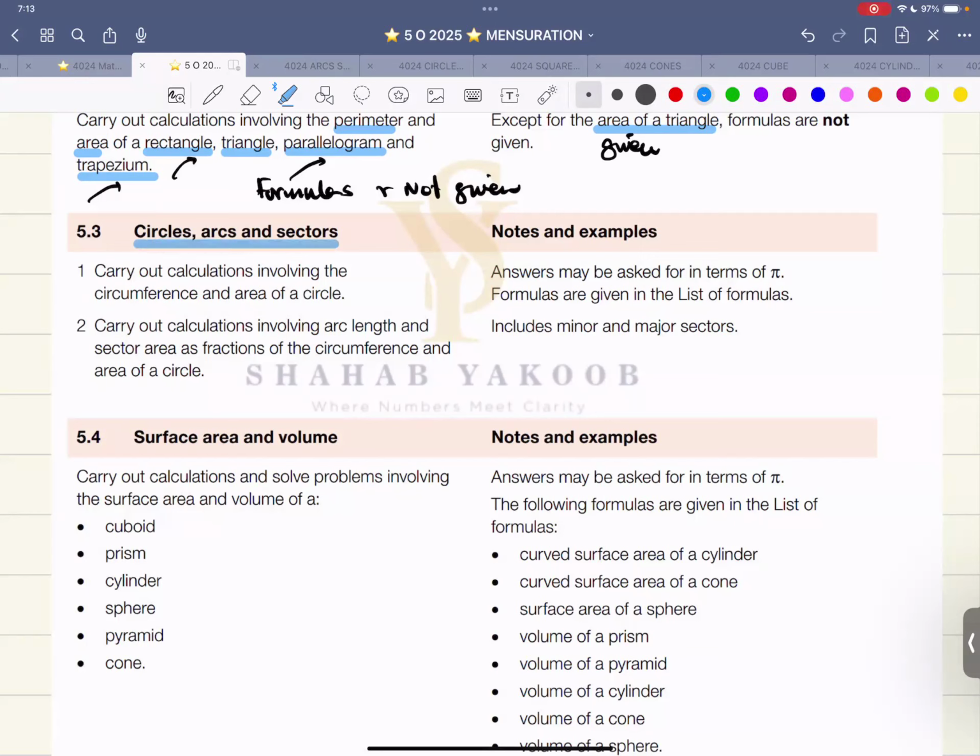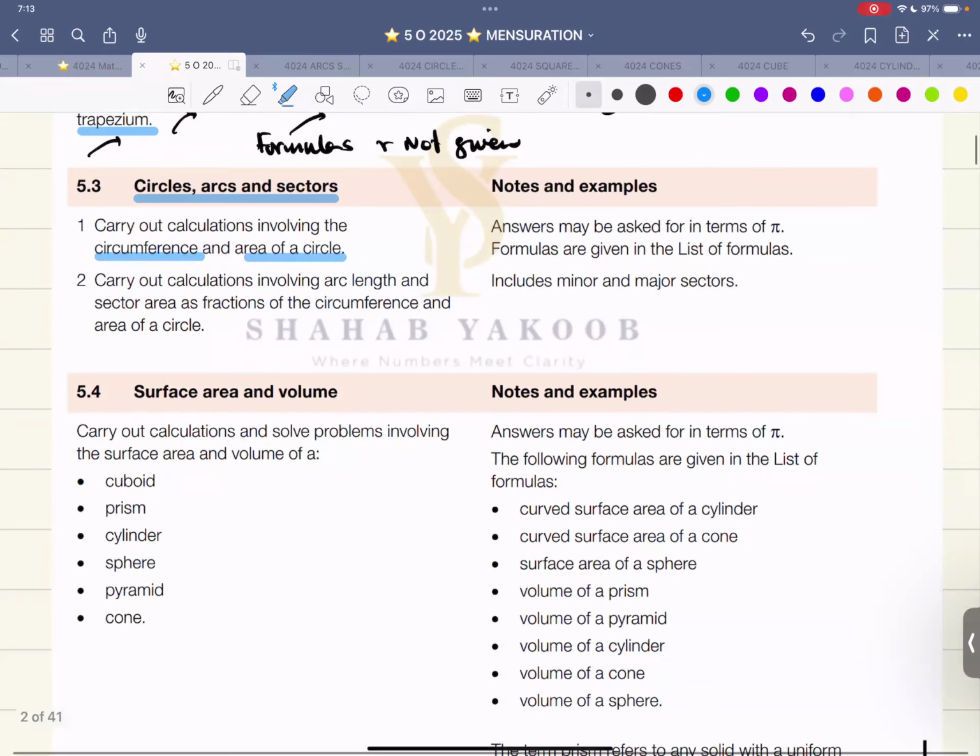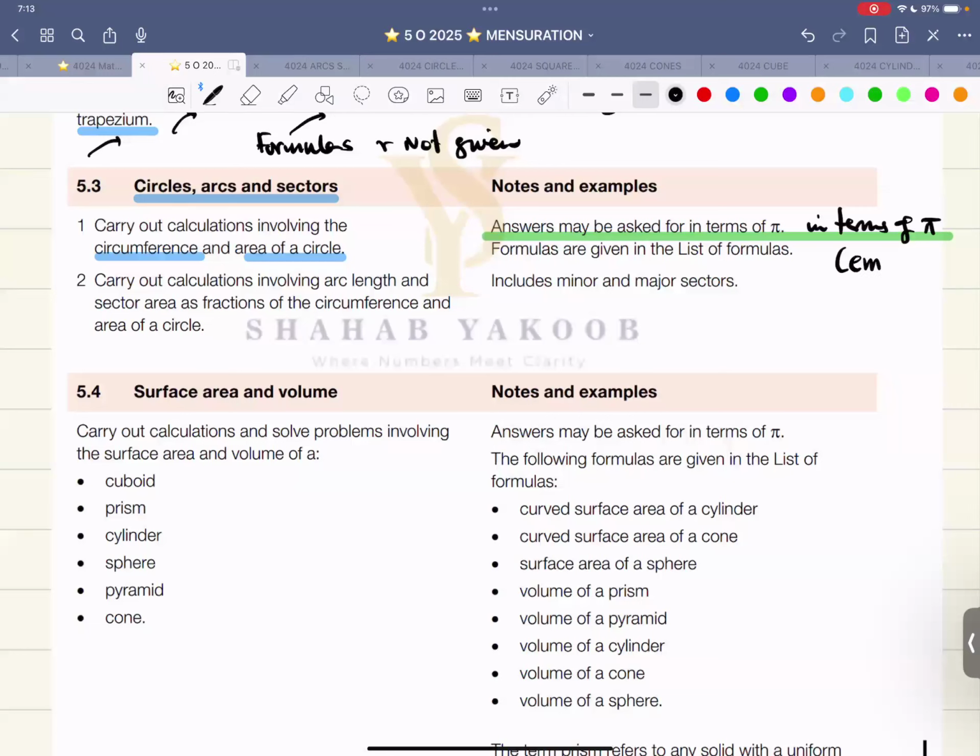Circles, arcs, and sectors. Carry out calculations involving the circumference and area of a circle. Answers may be asked for in terms of pi. Now, this is something that I like very much, that is working in terms of pi. So I'll put a lot of emphasis on this thing, working in terms of pi.